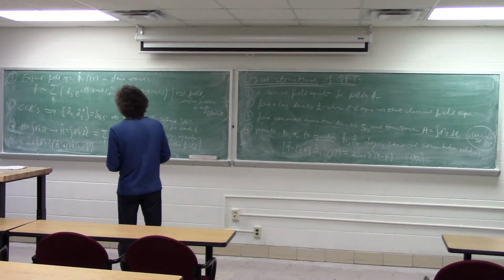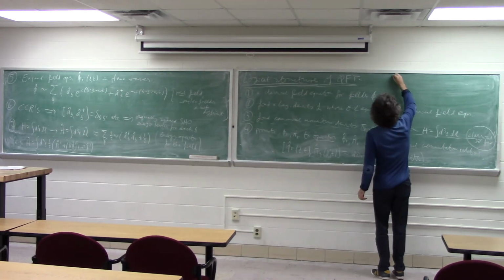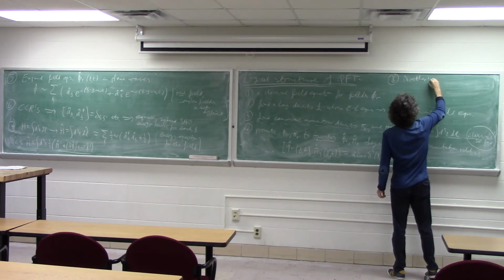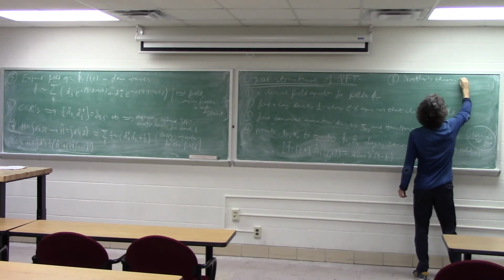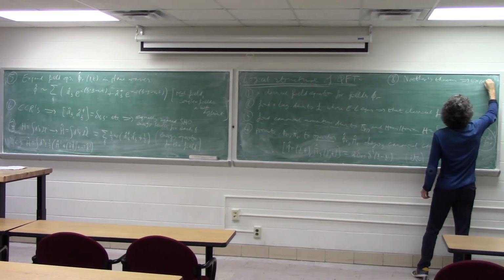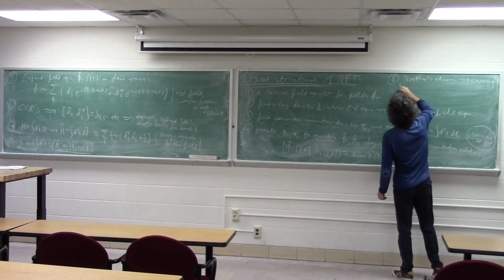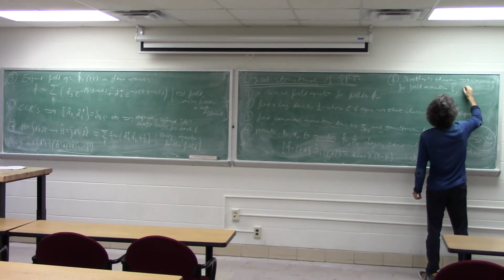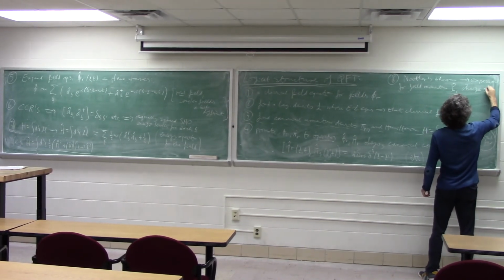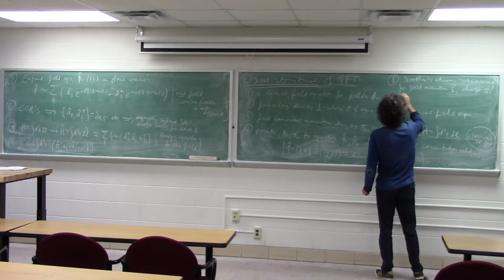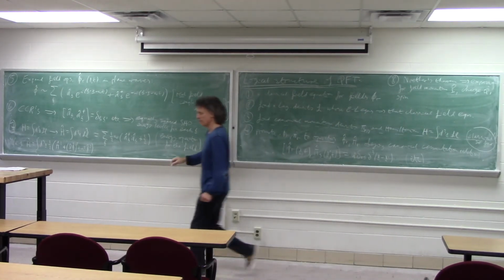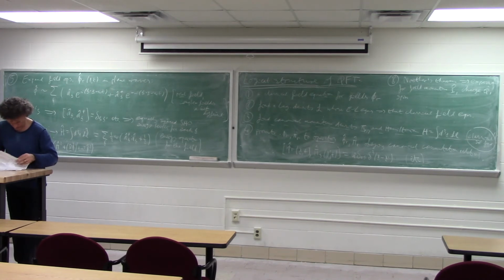There's just, maybe one could add a slide. Let me add number 8 here. Noether's theorem implies expressions for the field momentum P, the charge Q, and let's say the spin. Let's see what notation we're going to use.